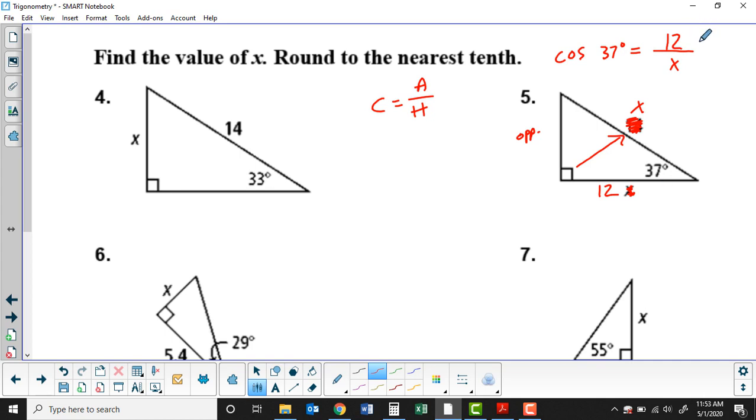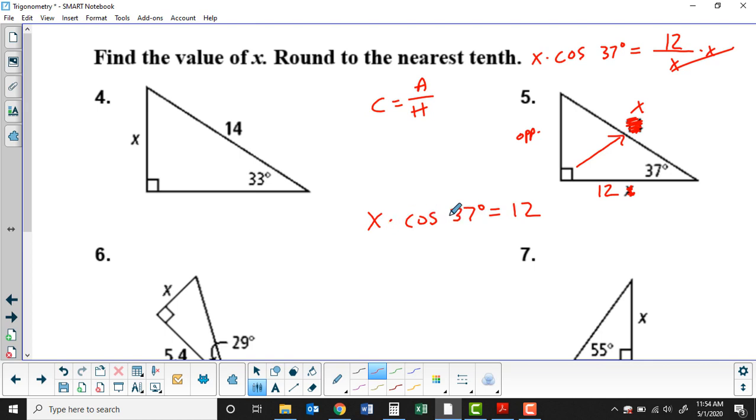So when the x is in the denominator, first thing you have to do is get it out of the denominator. So this is a little bit of a longer process, but it's actually easier. I'll show you a little bit of a shortcut. So the first thing we've got to do is get it out of the denominator. So this is 12 divided by x. How do we get it out of the denominator? We multiply it to get rid of it. So we're going to multiply this side as well. These will cancel out. So now we've got x times cosine 37 degrees equals 12.